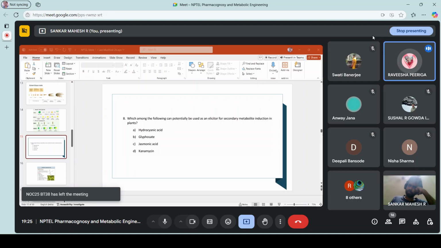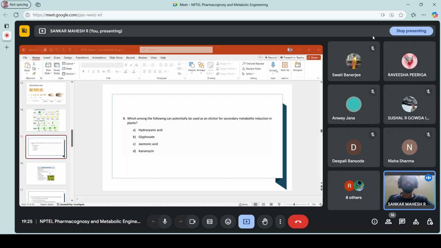And maybe hydrocyanic acid will be the same, sir. Is that also a herbicide? Yeah. Okay. And kanamycin? Kanamycin is an antibiotic. Right, yes, sir.